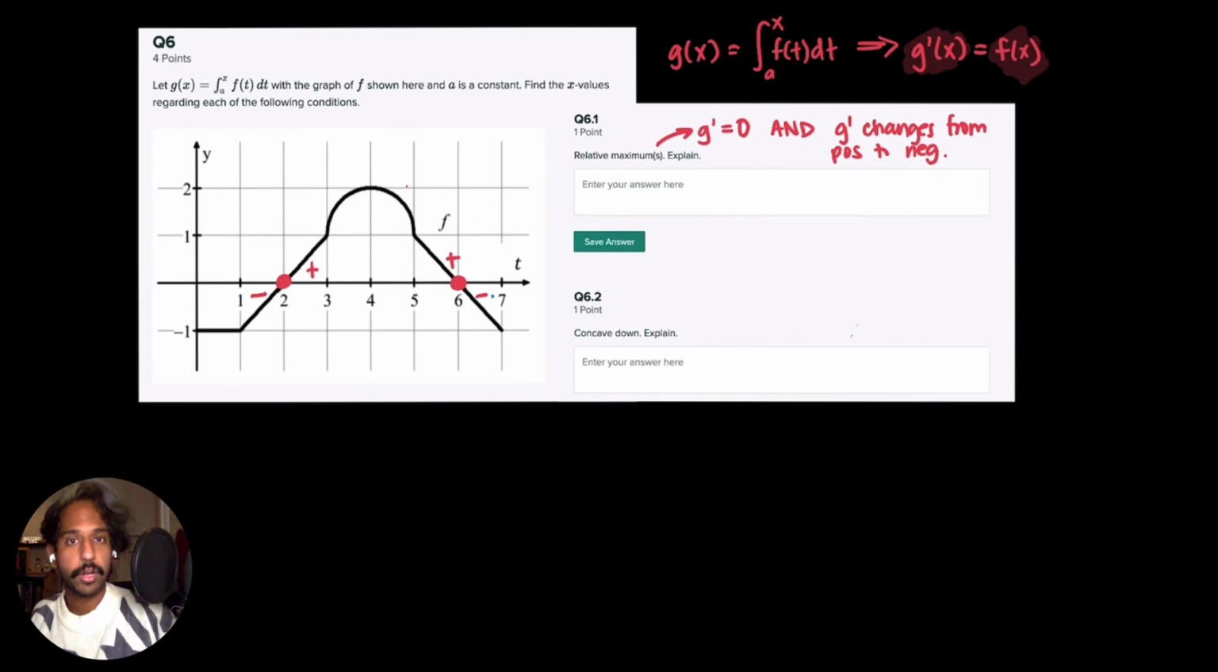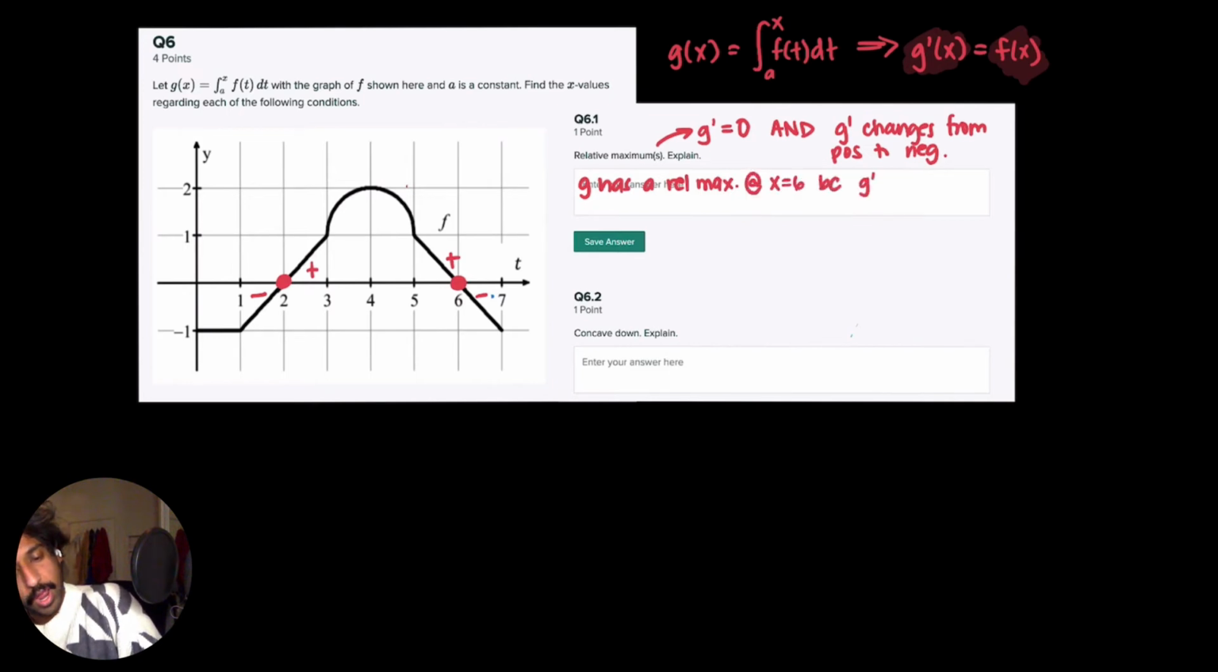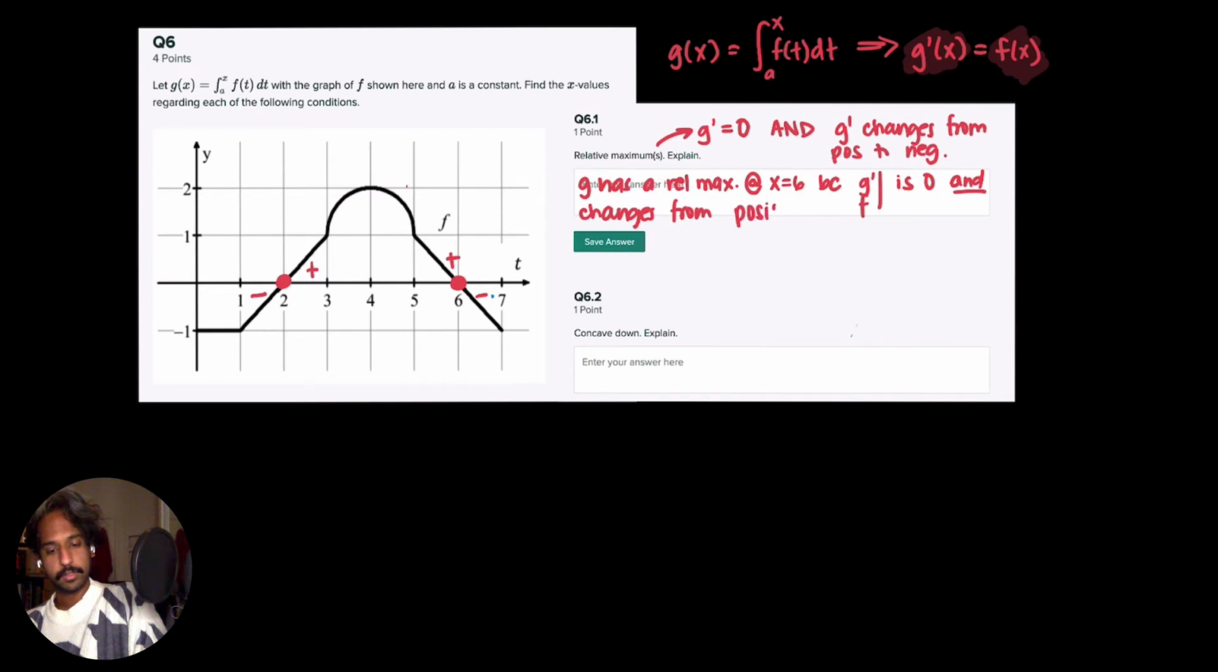And so our answer here would be that g has a relative maximum at x equals 6, because g prime, or f, is 0, and changes from positive to negative at x equals 6. And that's how you would answer that fully.